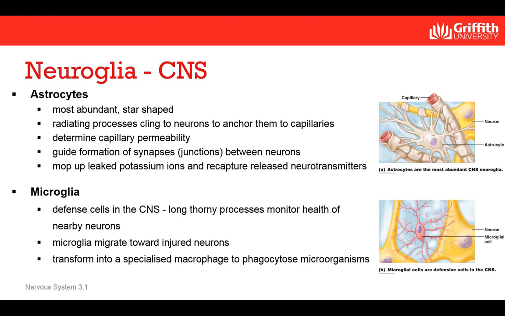Microglia are the defense cells in the CNS. They have long, thorny processes that monitor the health of nearby neurons, so that if they detect damaged or necrotic tissue, they migrate towards the injured neurons. They then transform into a specialized macrophage that is able to phagocytose microorganisms.